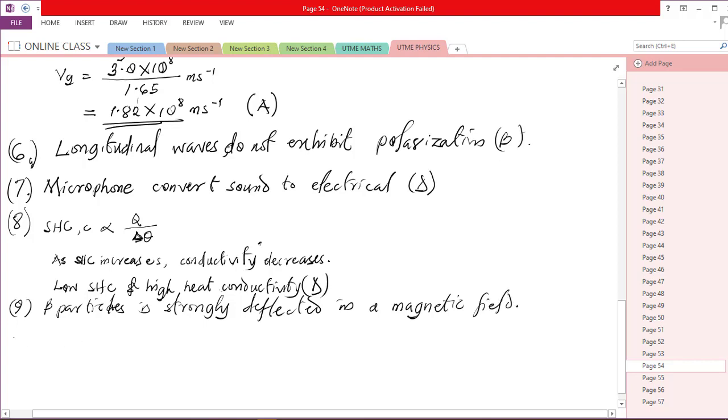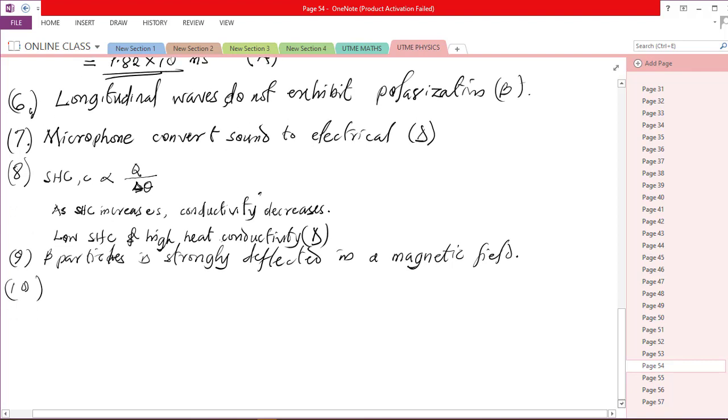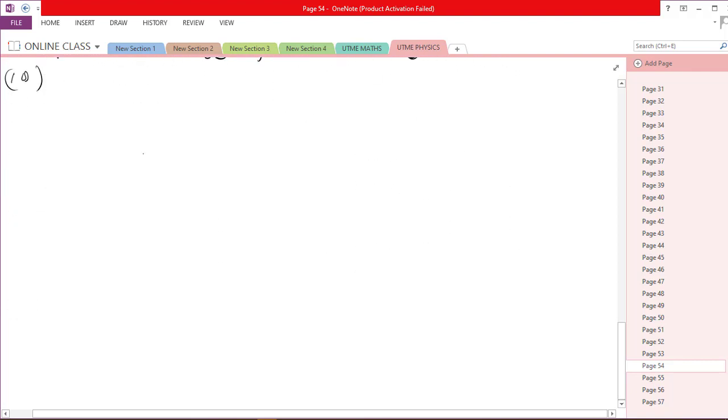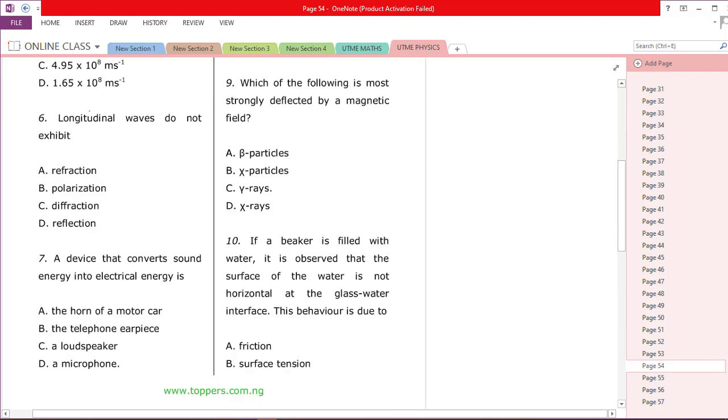So we go to number 10, which is the last question for the day. Next time I'll be uploading more on the remaining questions. I will pick 11 to 20 of 2015. Now let's go to number 10.